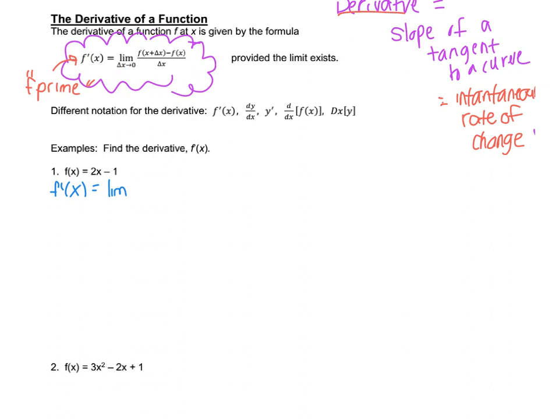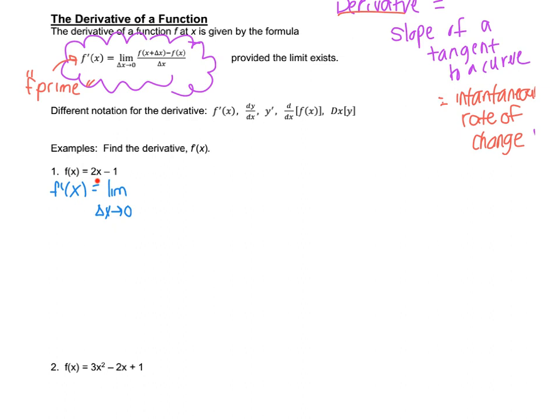The limit as delta x approaches 0 of f of x plus delta x. So here's the thing: we know what f of x is. This is f of x. I'm underlining it, I'm circling it right now.